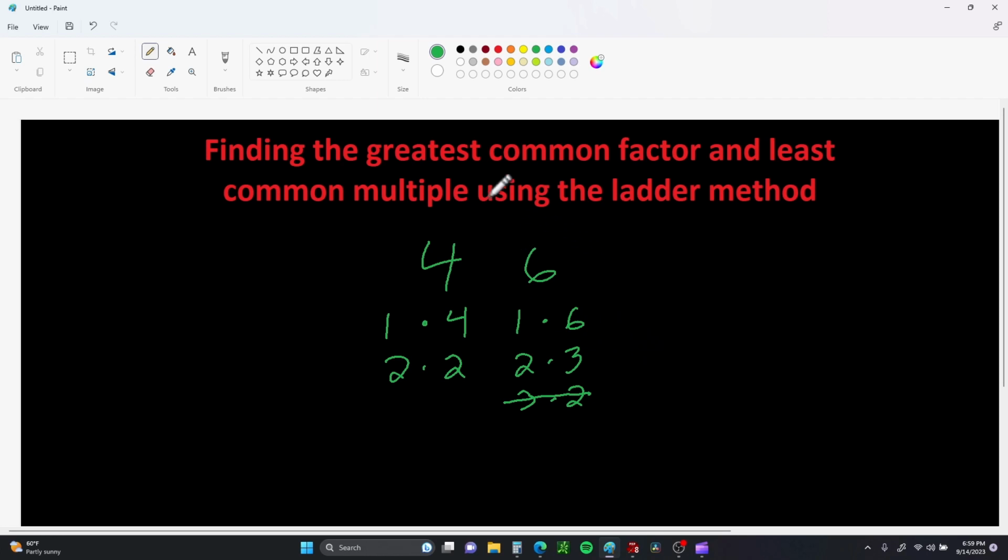So then I look at this, and greatest common factor means which is the biggest factor that they share in common. Well, looking at these, the biggest number that they share in common is a 2. So the GCF is a 2.